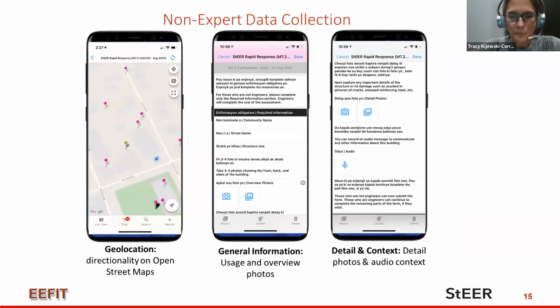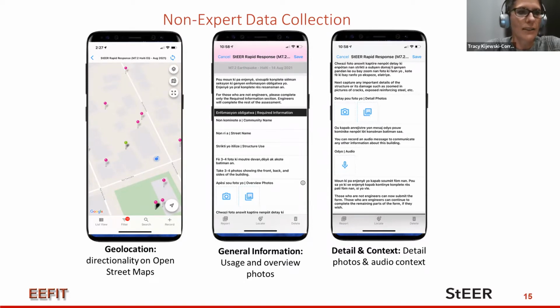Next slide. So a little bit about what our non-experts did. In the field, we had just 2 engineers total on our team. The rest of our surveyors, 50 plus, were all non-experts. Some were builders, but most were not having any background in construction. So what they did is they used this Fulcrum mobile app, and I have 3 screen captures here just to show you what they were asked to do.